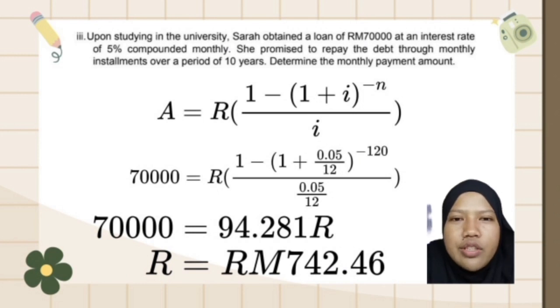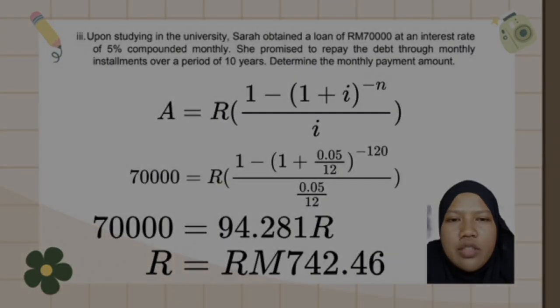So, for this question, we use the same formula as question A, which is the formula of present value. After putting in all the information, we get 70,000 equals R multiplied by 1 minus (1 plus 0.05 divided by 12) to the power of negative 120, divided by 0.05 divided by 12. We can get the last answer: R equals 742 ringgit 46 cents.